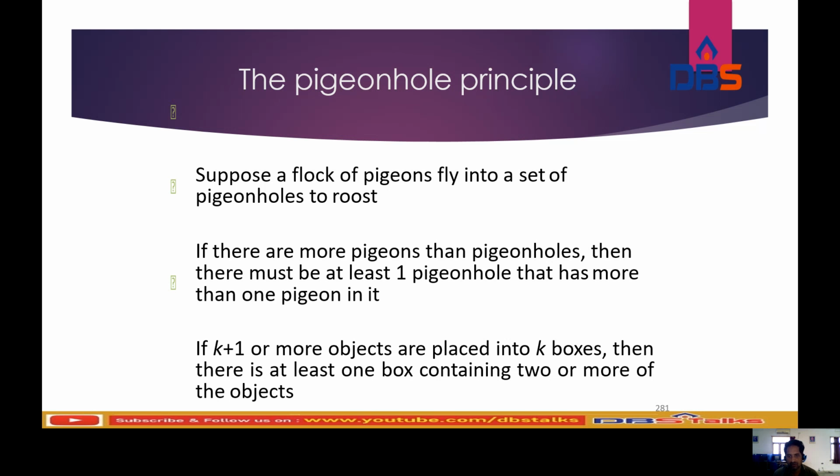Suppose a flock of pigeons fly into a set of pigeonholes to roost. If there are more pigeons than pigeonholes, then there must be at least one pigeonhole that has more than one pigeon in it. If k plus 1 or more objects are placed into k boxes, then there is at least one box containing two or more objects. Okay.